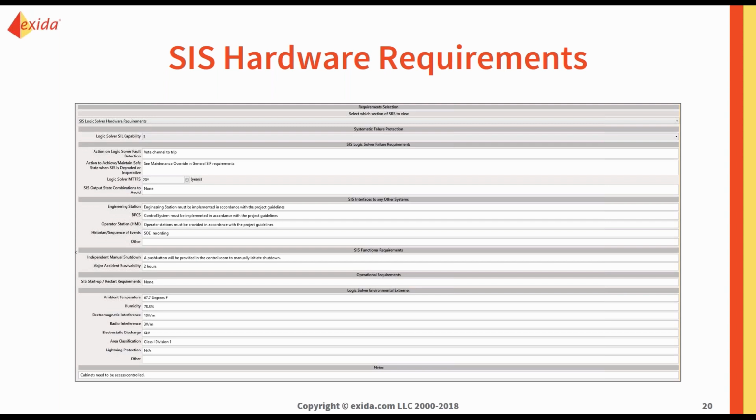And so here with SIS logic solver failure requirements, you can see each of the requirements from the standard that need to be included. So action on logic solver fault detection, you have logic solver mean time to fail spurious, SIS output state combinations to avoid. The next section goes over interfaces to other systems. So obviously your engineering station, your BPCS, your operator station, any historians and other. SIS functional requirements, you have independent manual shutdown, major accident survivability. Operational requirements include startup and restart requirements. And here we have environmental extremes. So you can put in your ambient temperature, your humidity for your site, etc. And any notes are available there.